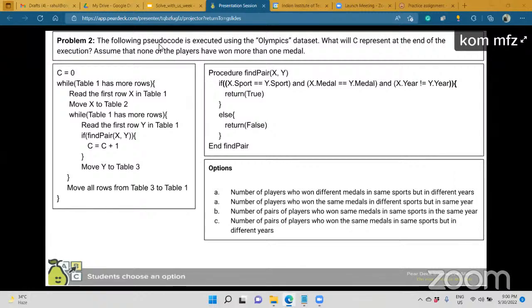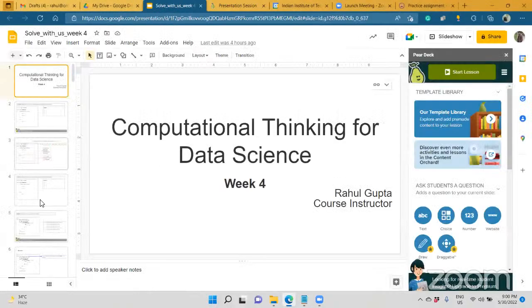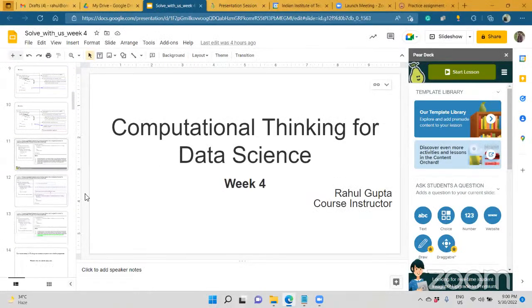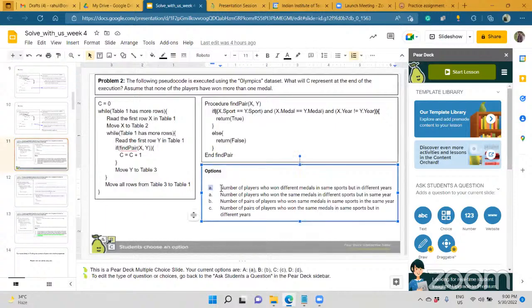What does this exclamation mark denote? What does this exclamation mark denote in X dot? It means that it will not execute it.